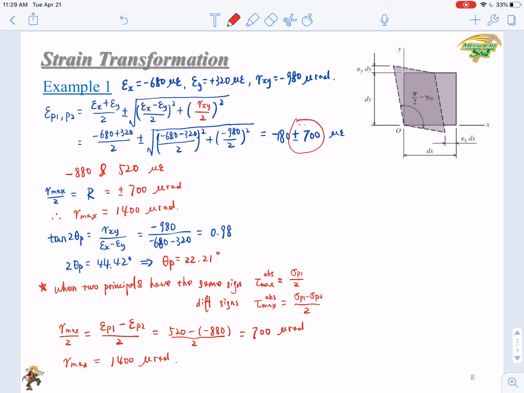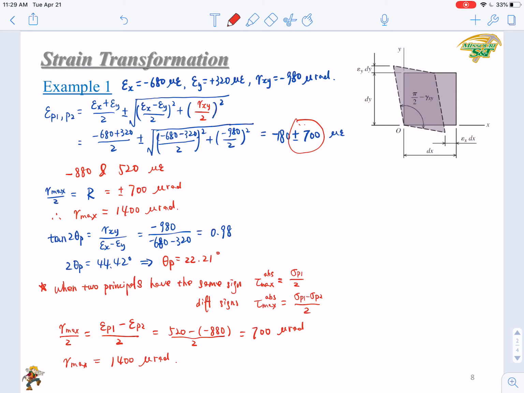Okay. So this is actually the same as our in-plane maximum shear strain. If the two principal strains have the same sign, then your absolute maximum shear strain will be different from the in-plane maximum shear strain. So the same principles as in the stress analysis. We have done the calculations, though in the end, let's sketch these situations.